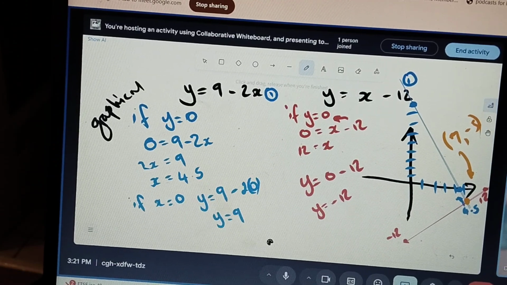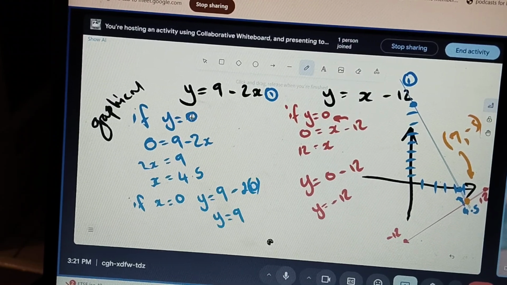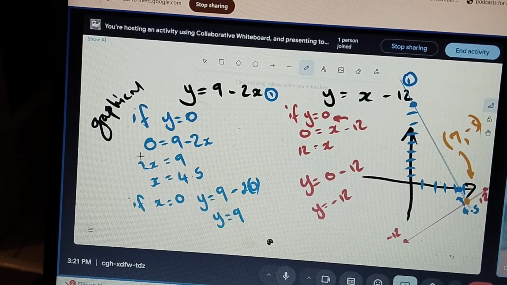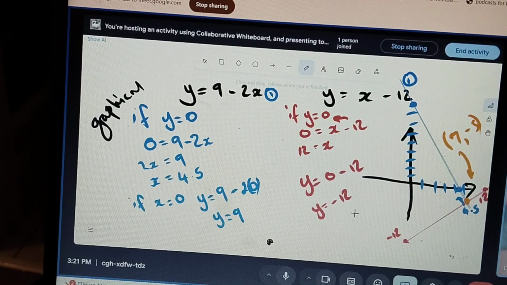You let each of the unknowns, the variables, be 0 first to get your intercepts. Draw the graph through the two different intercepts, and then you'll have your two straight lines. So first I let the y equal 0, replace the y with a 0, solve for x, then replace the x with a 0, solve for y, get your two intercepts, your x and your y intercept, and then do the same for the other one.